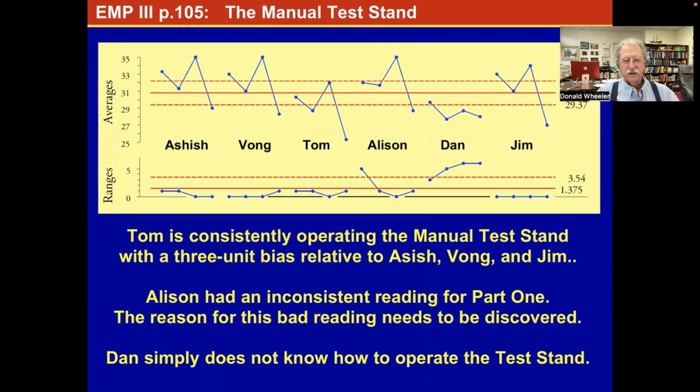Allison had an inconsistent reading for part 1. The reason for this bad reading needs to be discovered. And Dan simply does not know how to operate the test stand. He needs to be taken offline, retrained, and demonstrate his proficiency before you let him produce any measurements in production.